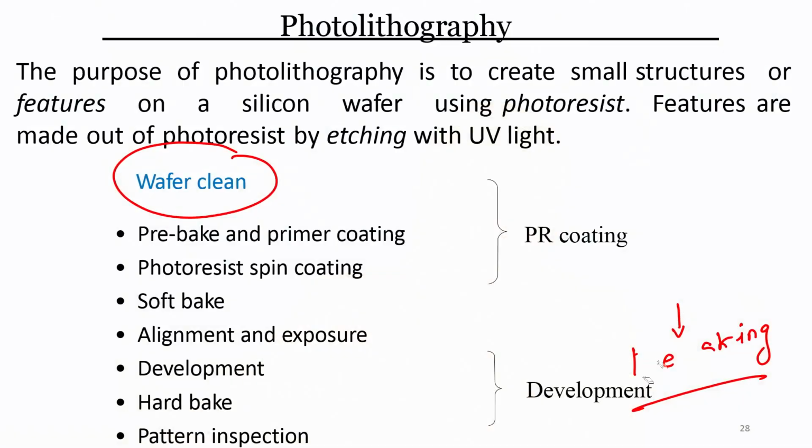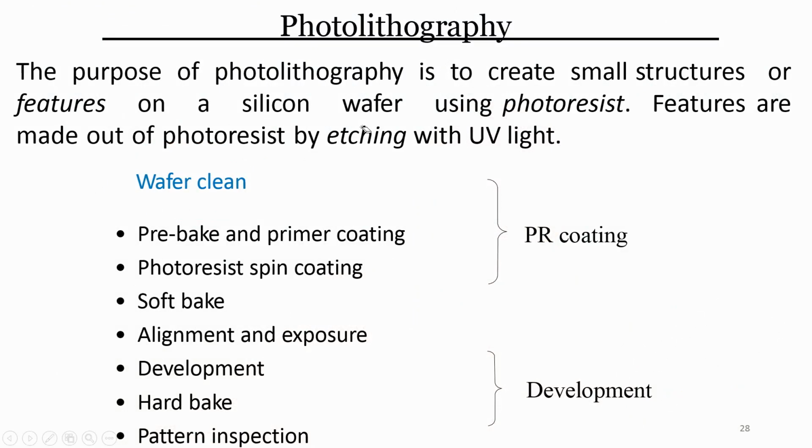So, to perform photolithography, if you see the screen, the first step would be pre-bake, which we have already performed, and primer coating. HMDS is one of the primers that we can coat, and this will improve the adhesion of photoresist onto the surface of the substrate.